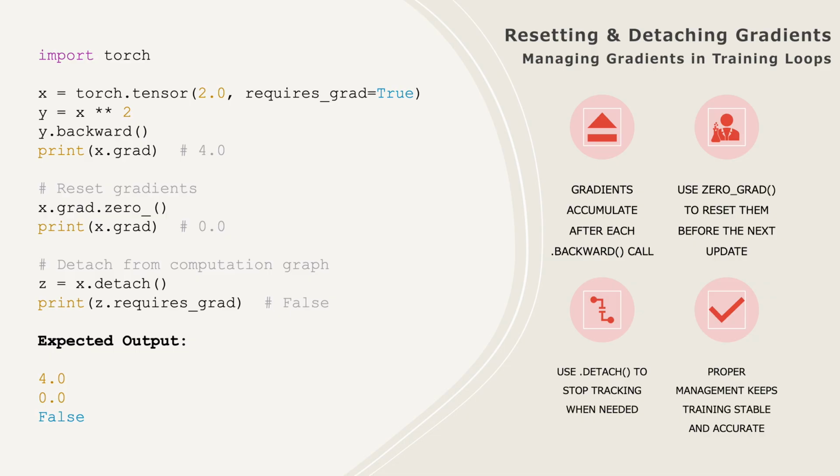In summary, .backward computes gradients, .zero_ resets them, and .detach stops tracking when you no longer need gradients. Managing these steps carefully ensures your training remains stable, efficient, and mathematically correct.